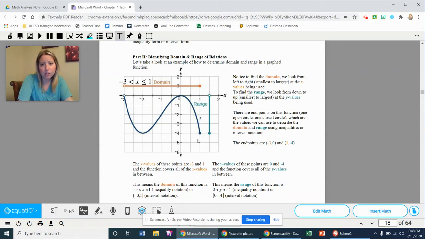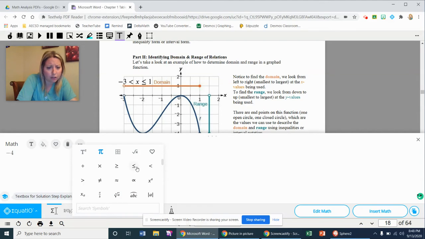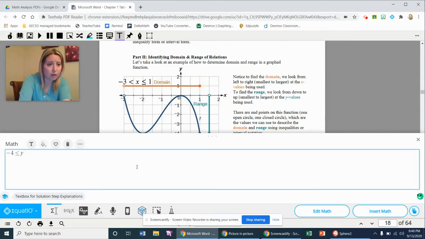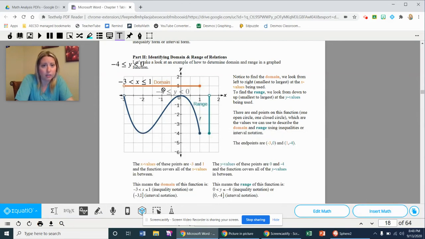Okay. So now let's type out the range for this. I'll start over. So -4 was the lowest y value that I used. And then we were equal to -4 because we had the dot. So we're going to need a less than or equal to. Then y in the middle, because now we're talking about the range. And then the highest y value that we're using is this less than 0. Okay, and so I'll insert this now. And there it is.